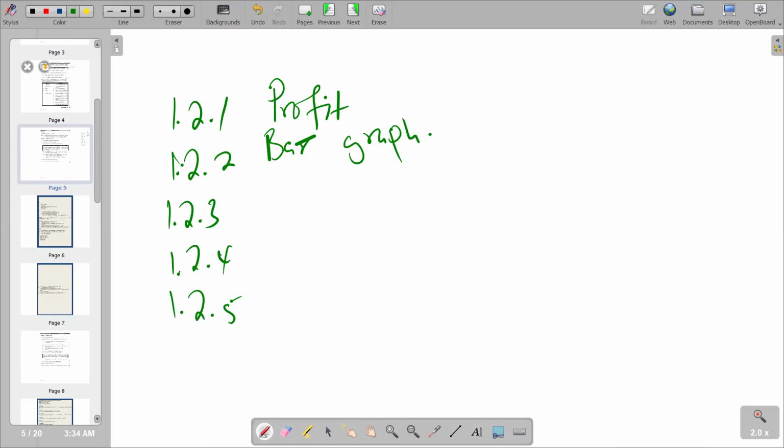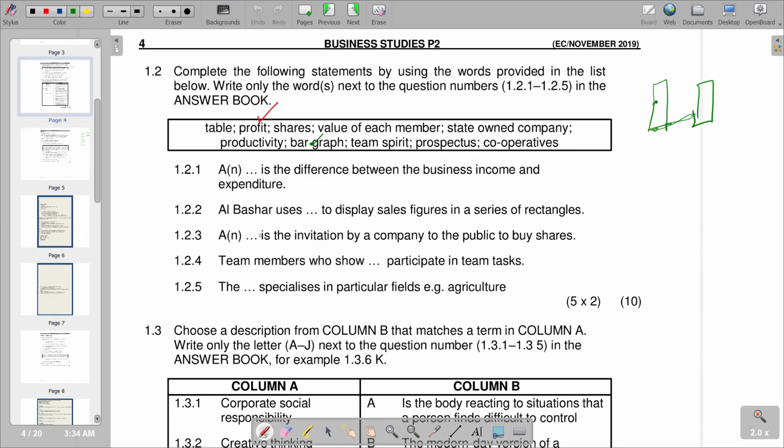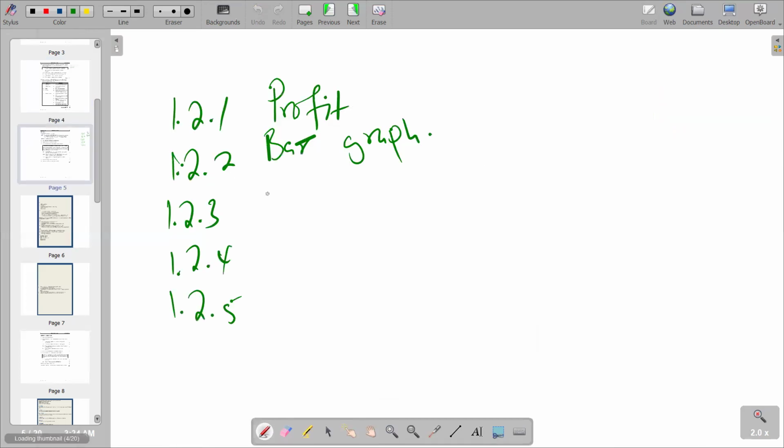We go to the next part of the question, 1.2.3. A dash is the invitation of a company to the public to buy shares. Obviously we know that this is the prospectus, and we put prospectus there. We go to 1.2.4.